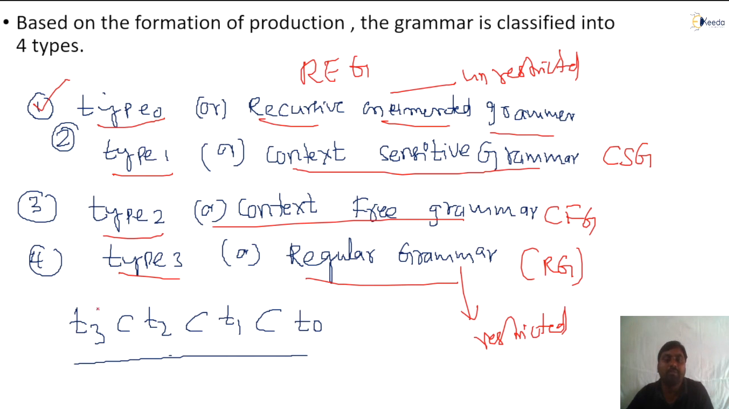Now type 3 is small. It is a subset of type 2. Type 2 is a subset of type 1. Type 1 is a subset of type 0. This means type 0 is the powerful recursively enumerable grammar, unrestricted. It generates more strings, a larger number of languages. Type 3 will generate only regular languages.